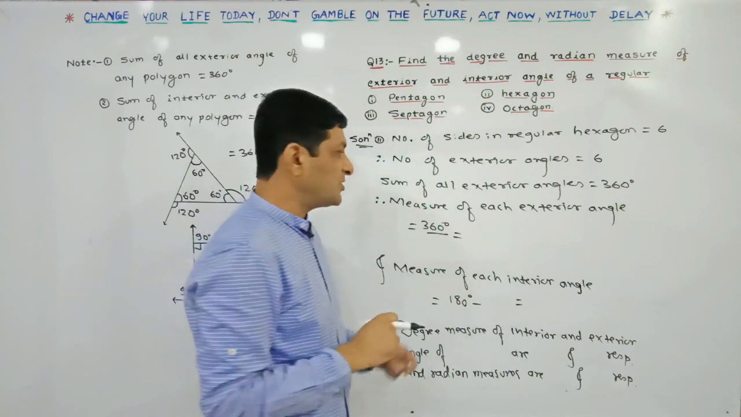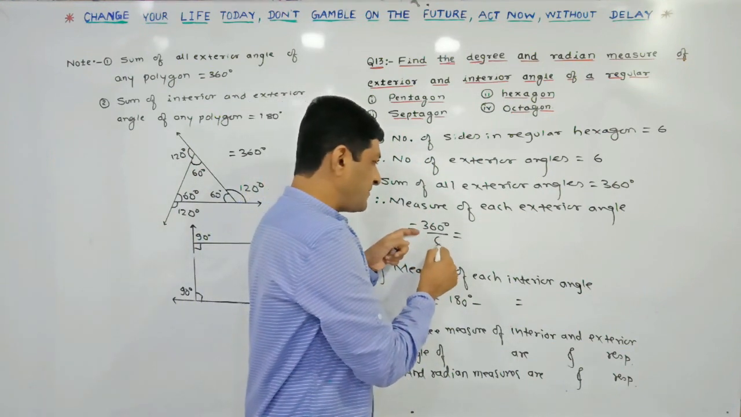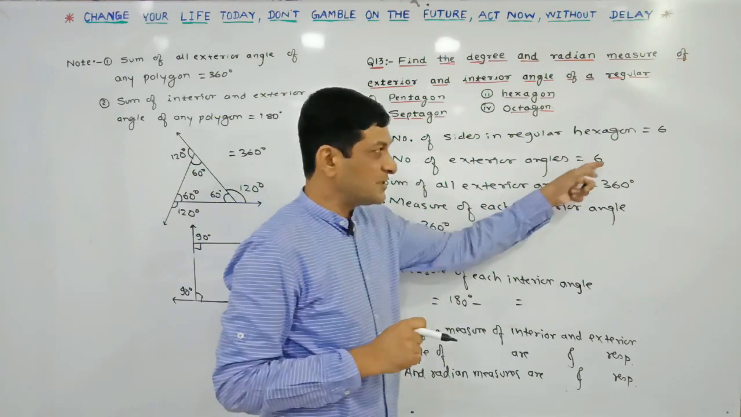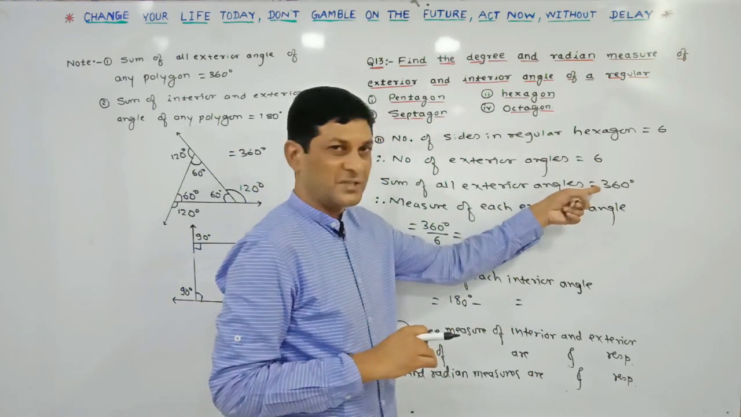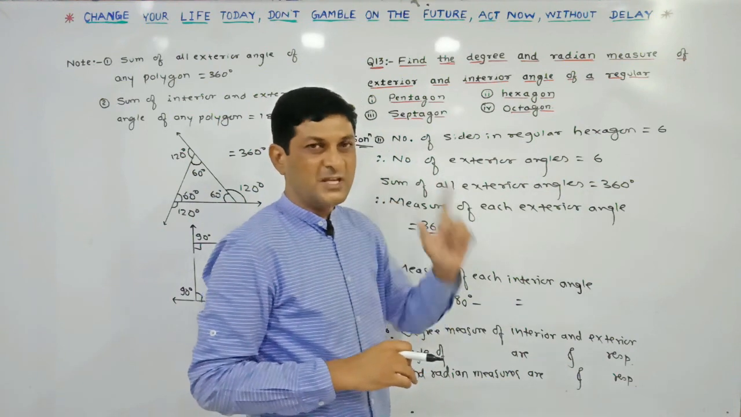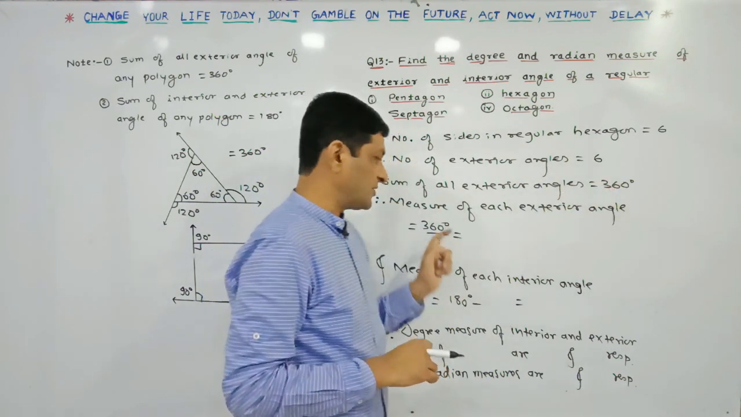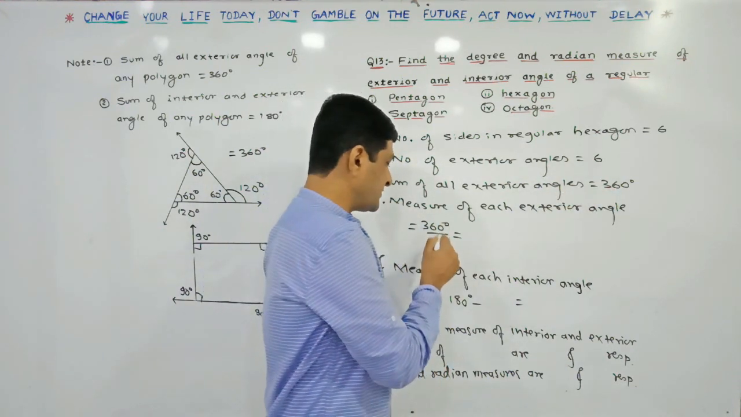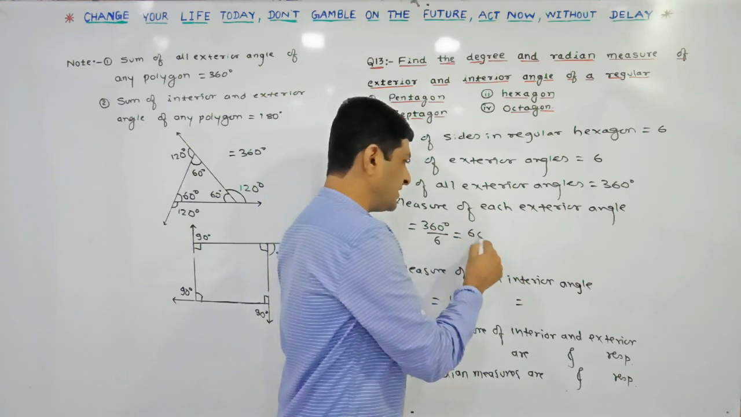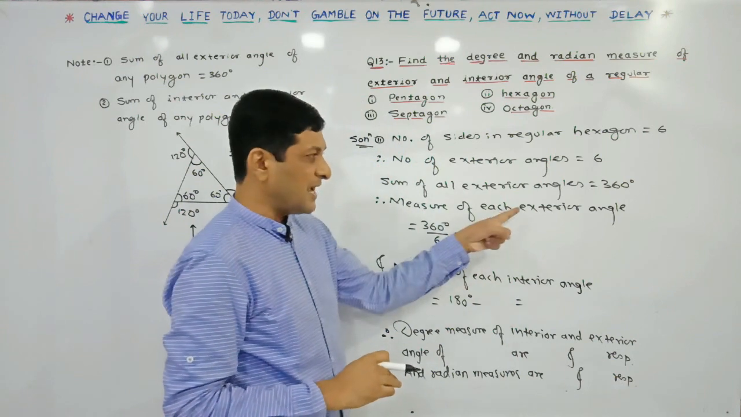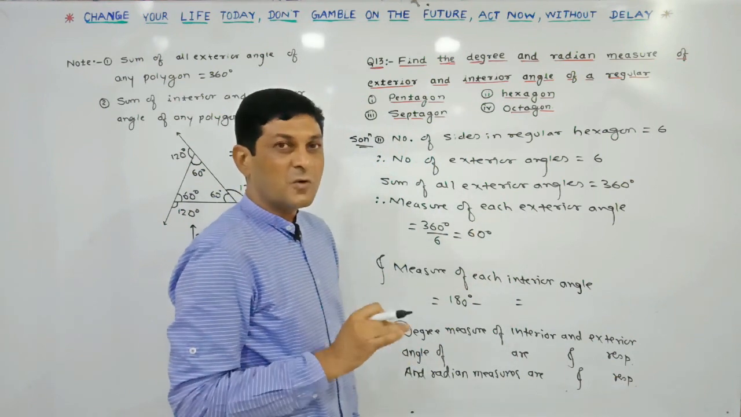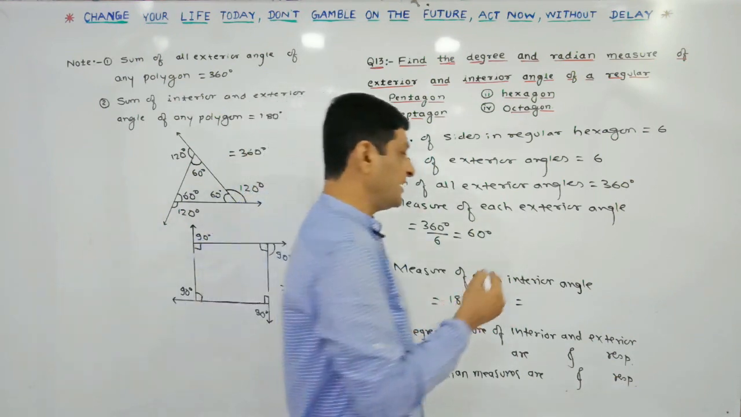So to find out the measure of each exterior angle, we are dividing it by what? 6. Because the number of exterior angles is 6 and the sum of all exterior angles is 360. So to find the measure of each exterior angle, we take their division. So 360 upon 6 will be equal to 60 degrees. Here 6 ones are 6 and 6 sixes are 36. So the measure of the exterior angle is known to us in degrees. Now we are finding its radian measure.